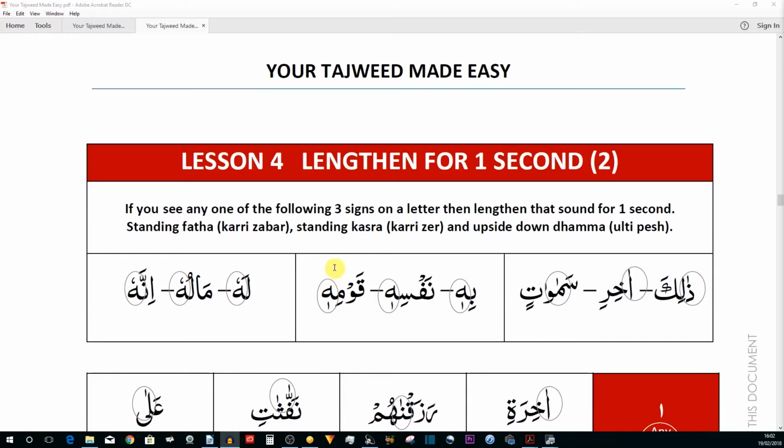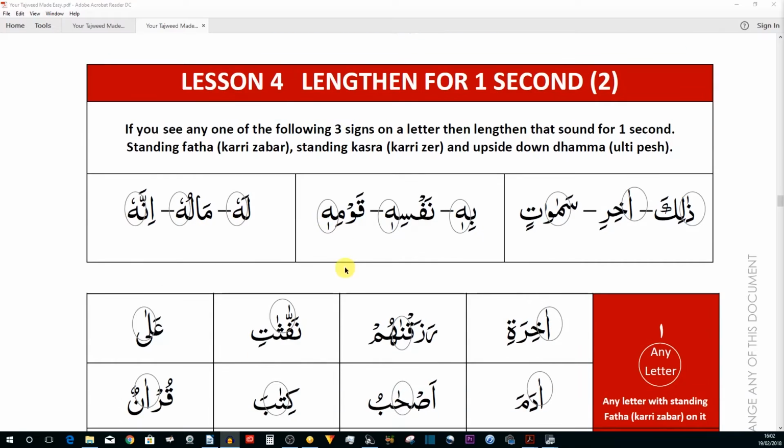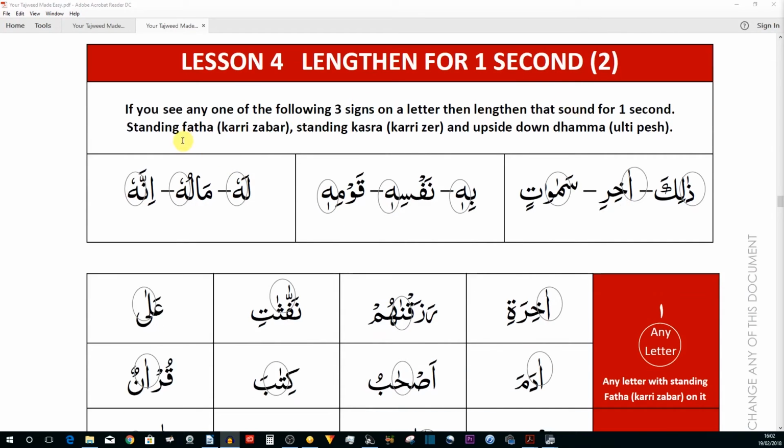It's still lesson 4 of our series, but this lesson is divided into 2 parts. And that's because they're essentially the same length. It's just the vowel is written differently. Right, so on page 11, lesson 4, lengthen for 1 second, part 2. If you see any one of the following 3 signs on a letter, then lengthen that sound for 1 second. Standing fatha or kharazabar, standing kasra or kharazer, or upside down dhamma, ulta pesh.